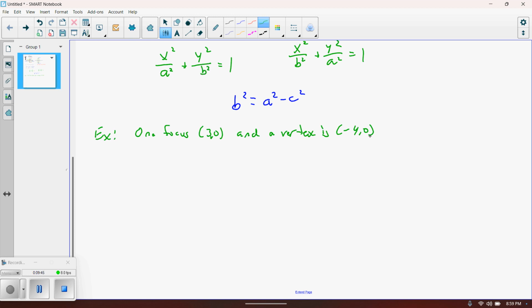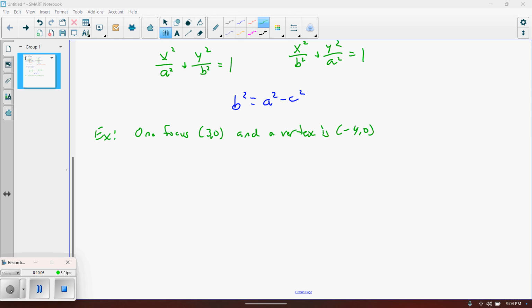Otherwise, it would be considered a minor vertex, I guess, or covertex. I actually can't even remember the name for that. It might be a covertice if it's on the minor axis. I have to try and remember that terminology. So this is the information given. Let's use this to now try and write the equation.